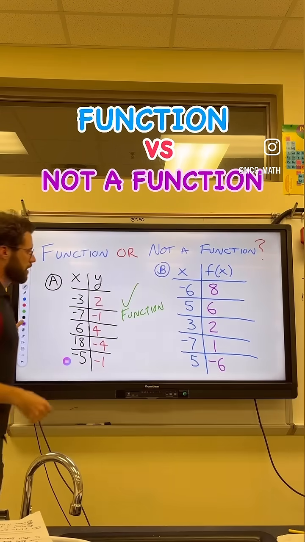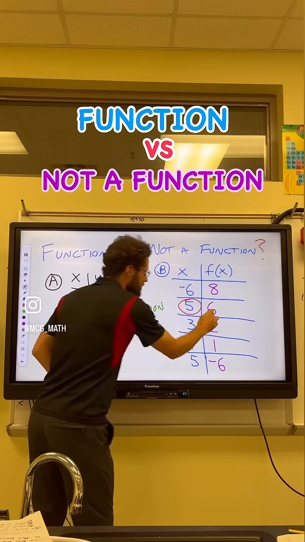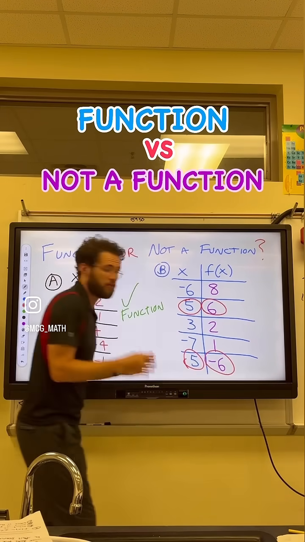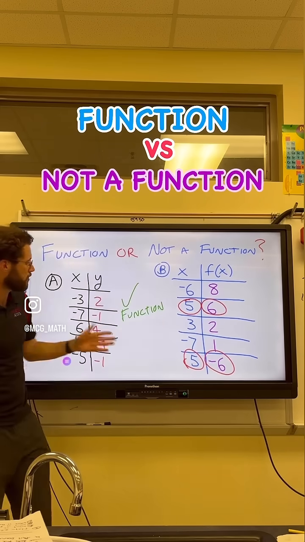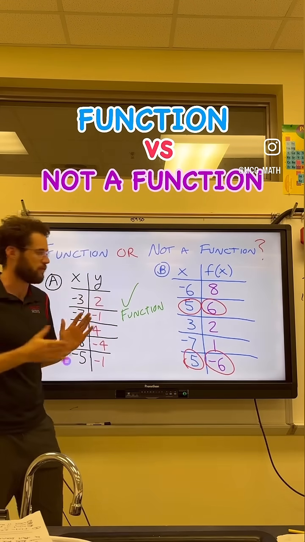Example B over here, we repeat the input 5. So when you input 5, you could get a 6 or you could get a -6. So for the same input of 5, you don't know if you're going to get a 6 or a -6 because there's two different outputs. That means it is not considered a function.